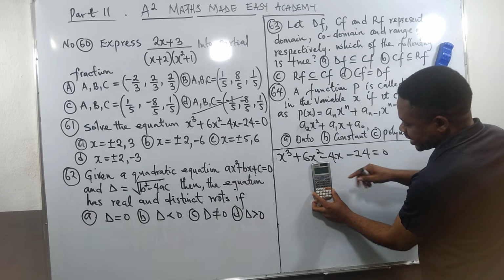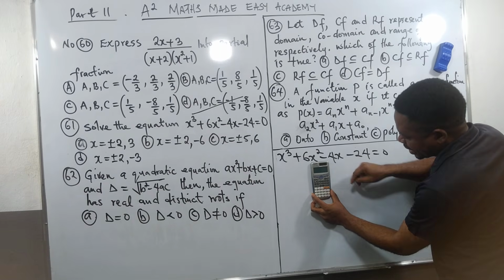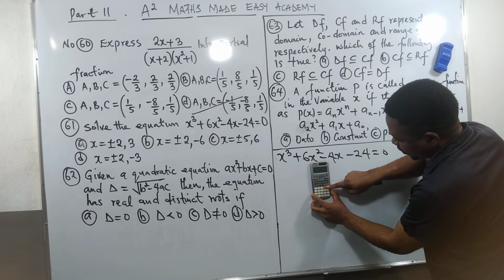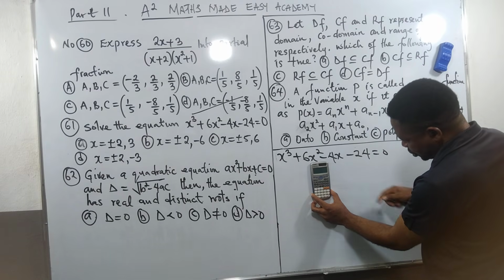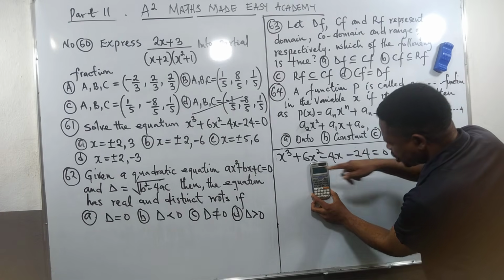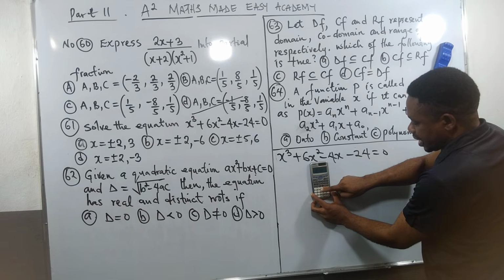First of all, you clear the function word key. How do I clear it? I'll punch shift, 9, 3, equal to, and AC. Now go to mode. Check where there is equation. Equation falls on number 5. Then punch in 5.